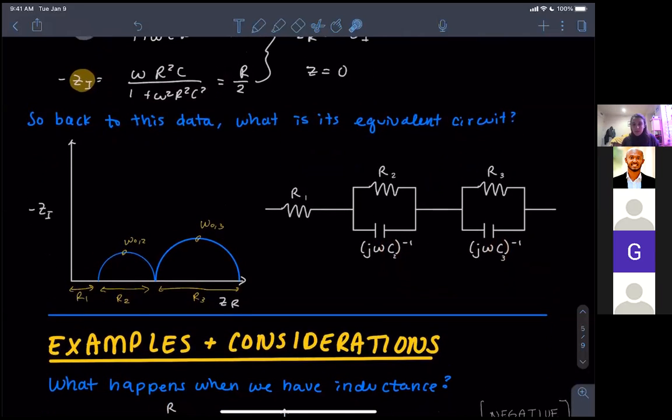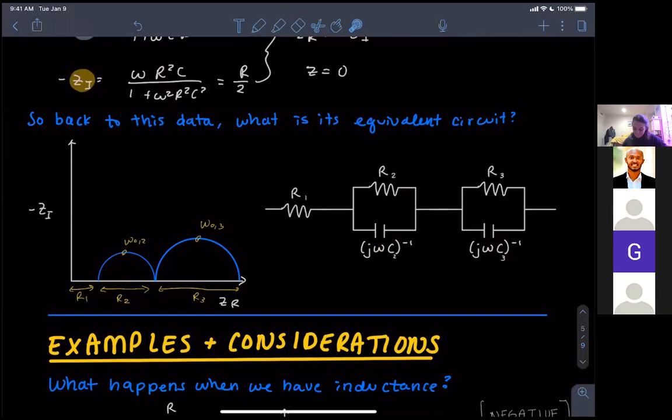So what happens when we have inductance? We've talked about resistors, we've talked about capacitors. I've conveniently left out inductors. And the reason I did that is because at least in my case, I never want inductance in my system. It usually means something is set up wrong.